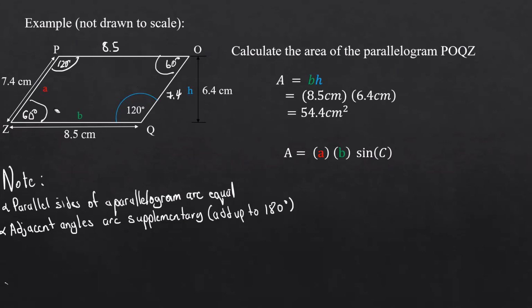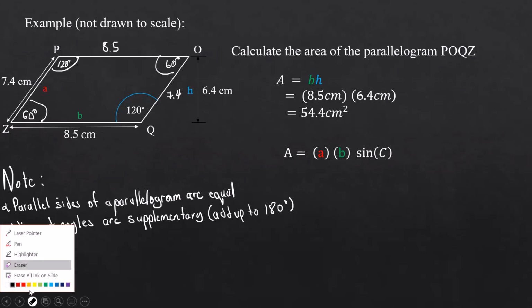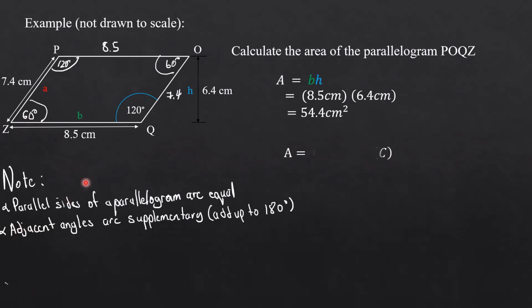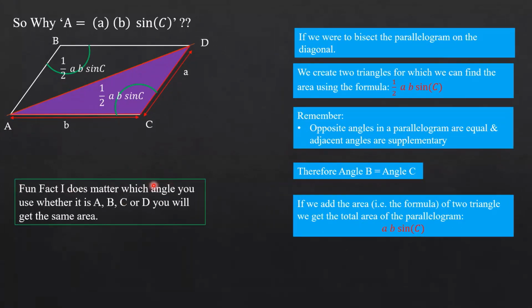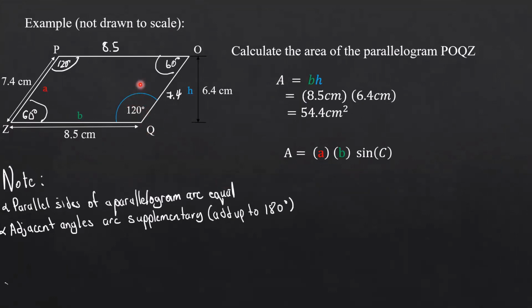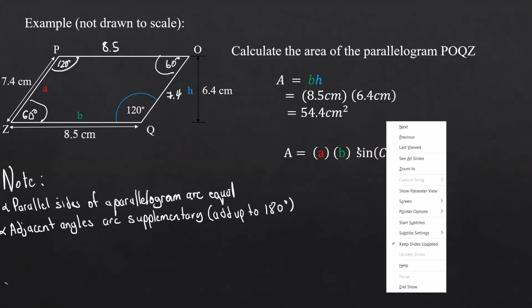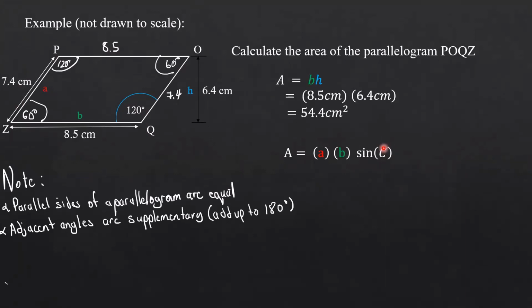That's another thing. And this is where this fun fact that I skipped real quick comes in. Fun fact, it doesn't matter which angle you use, whether it's A, B, C, or D, you'll get the same area, right? You only see two angles, 120 and 60. It doesn't matter where you plug in 120 or 60 here. Because of trigonometry, and we're not going to get into the logistics, you will still get the same answer, and you can try that out for yourself.